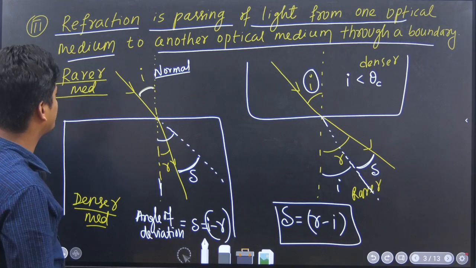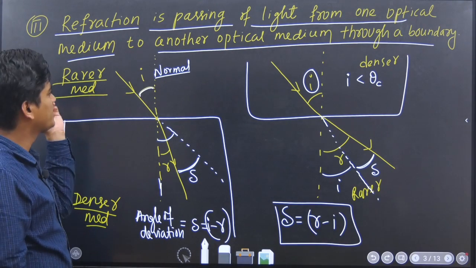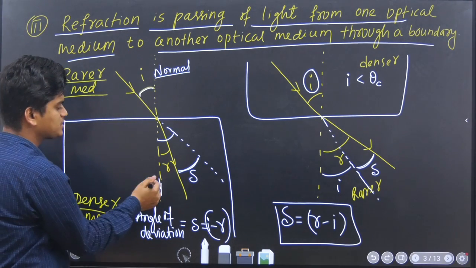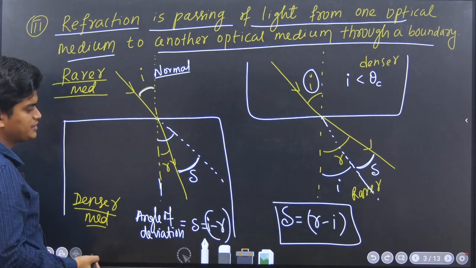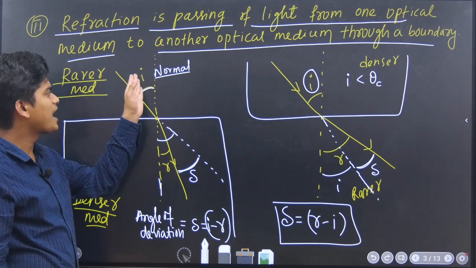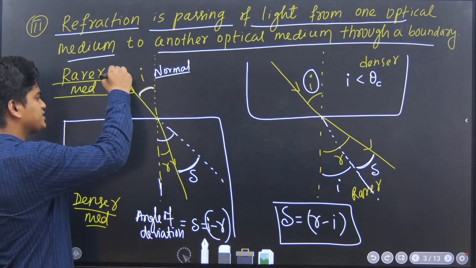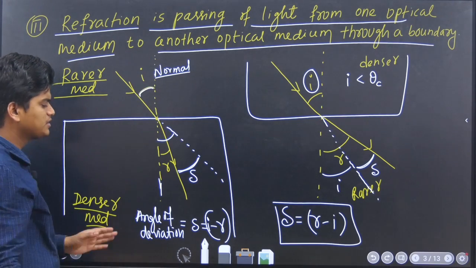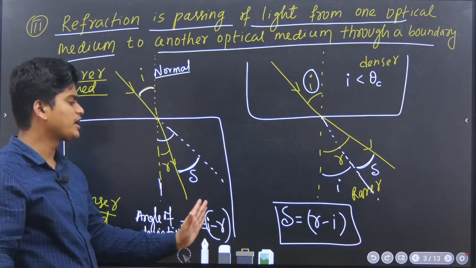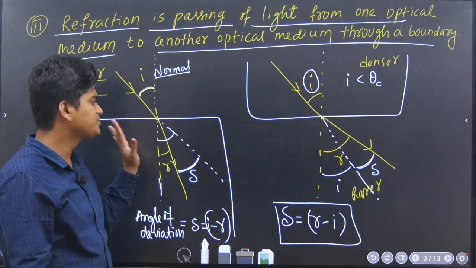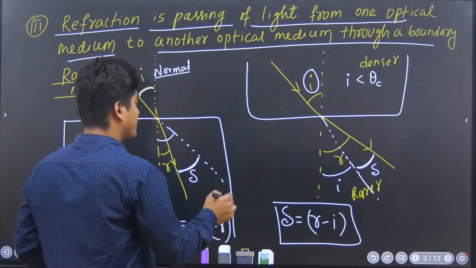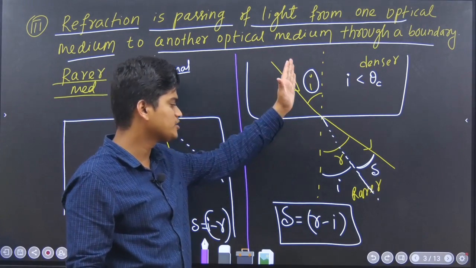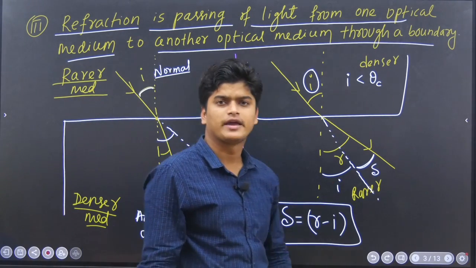So in this picture, after giving that definition, you draw the rarer medium, denser medium, with the light ray coming and going like this. What is this R? R is your angle of refraction, I is the angle of incidence, this is your incident ray, this is the refracted ray, and this is the normal. You can also mention the angle of deviation, which is I minus R. That is enough. This is for rarer medium to denser medium, and in this case you can give denser medium to rarer medium. I hope you are understanding.